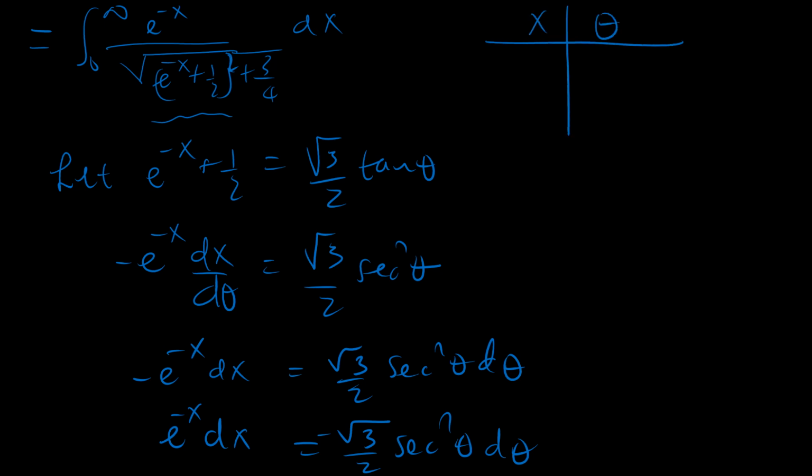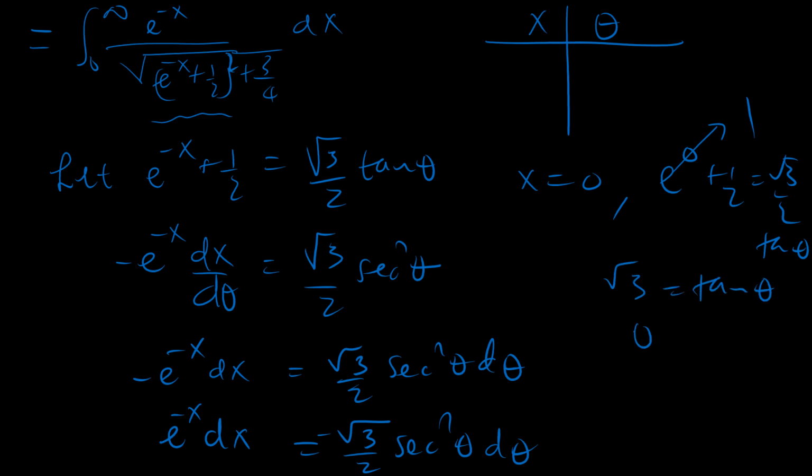Let's say when x equals 0, that means that e to the power 0 plus a half equals root 3 over 2 tan theta. It means that this tends to 1, and so we have 3 over 2 equals root 3 over 2 tan theta, so root 3 equals tan theta, and theta is equal to arctangent of root 3.